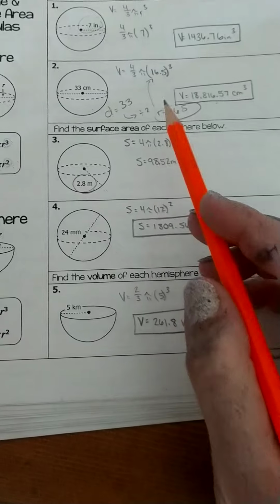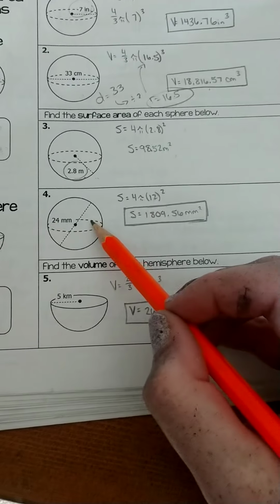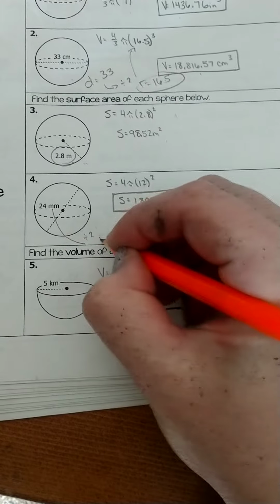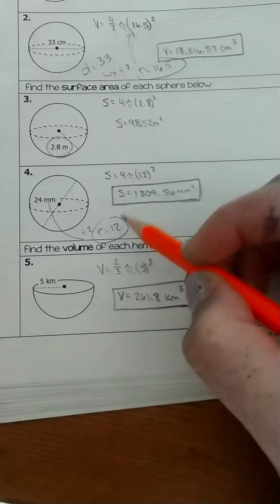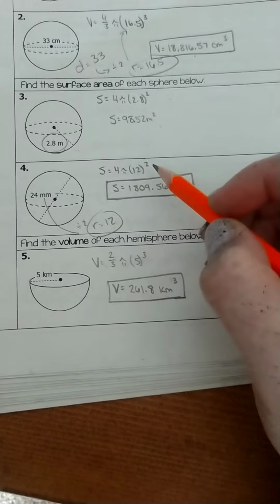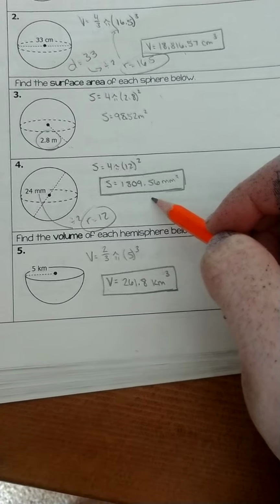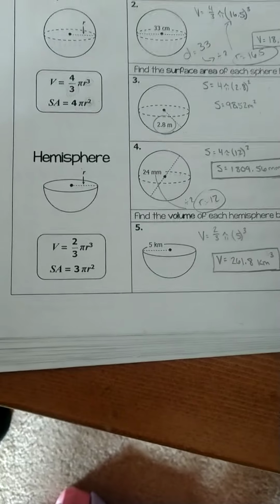Number 4 is very similar to number 2 in the sense that it gives you a diameter. We don't need the diameter, we need the radius. We divide that by 2, and you get a radius of 12. Plug it in, 4 pi r squared. You get 1,809.56.